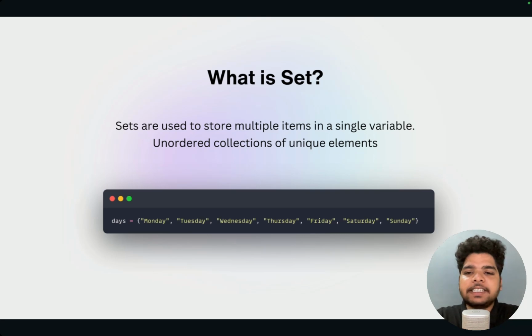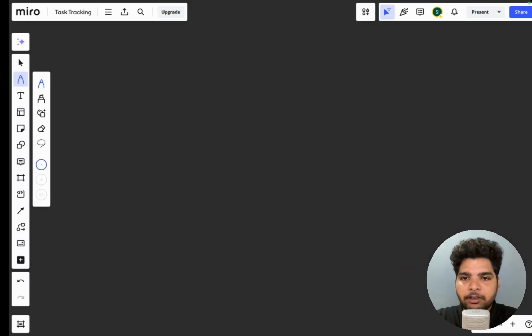First, what is a set? Sets are basically used to store multiple items in a single variable. Previously, we have seen that an array is also used to do the same thing, and a set is doing the same, but there are some differences. What are those? First, a set only stores unique elements. A set doesn't support any duplicate items. Now let's try to understand what I mean.